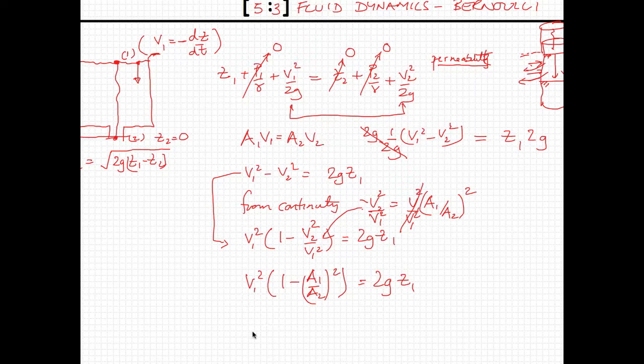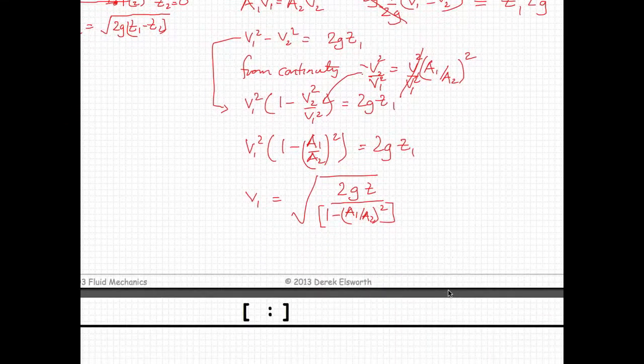And so if you square root that and just rearrange it, we have ultimately that V1 is equal to the square root of 2g times z. Let's write it only as z1, it doesn't matter, divided through by this term here, which is 1 minus A1 over A2 all squared. This term here would be V2 squared, so we take the square root of that. Make sure we haven't lost any terms in all of this, that this is actually equal to the right magnitudes that we want. I think we're okay. And we have an expression for V1.